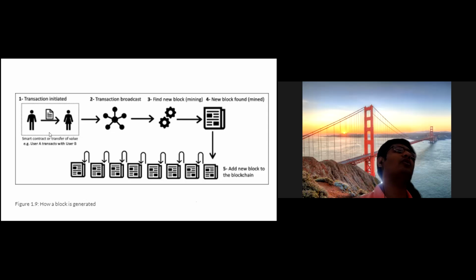So those smart contracts will go ahead and initiate the transaction, right? Once the transaction is initiated, the transaction will be broadcast. Transaction broadcast means every peer in the node will get information about the transaction which is being shared, right?